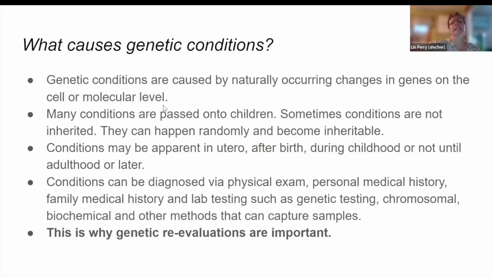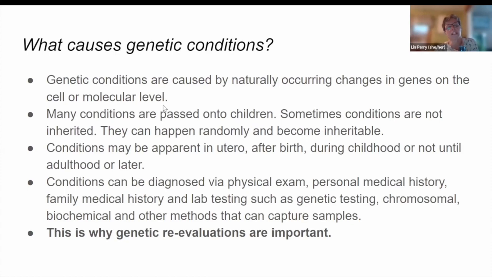So let's talk about what causes genetic conditions, though. Genetic conditions are caused naturally by changes occurring at the cell or molecular level. The genes just change. Remember, I said that you don't inherit them all. You get 60 gene variants that your parents don't have. That's how evolution works. We are trying to change genetics as a species evolves.